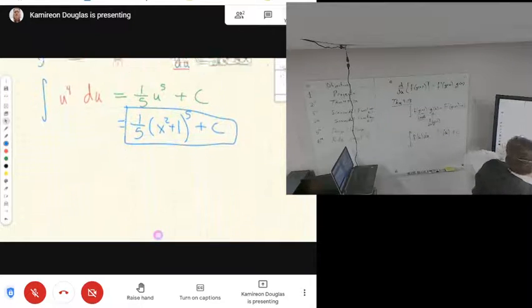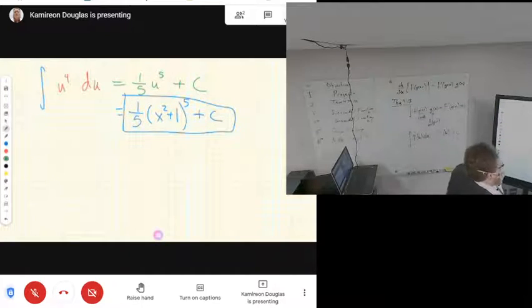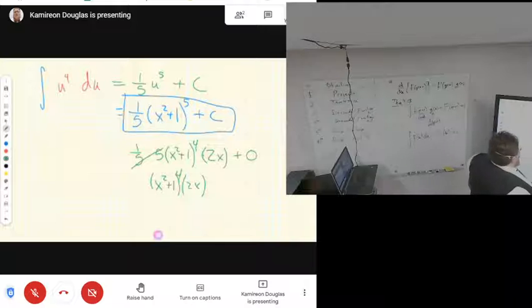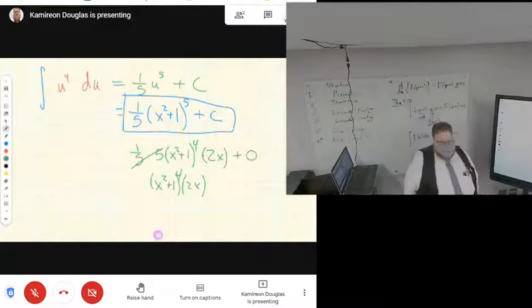So I take the derivative of this function. To do so, I'm going to have to use the chain rule. So I take this, I multiply by the power, so I do 1/5 times the power, subtract 1 from the power, times the derivative of the inside. The derivative of the inside would be just 2x. The derivative of c would be 0. The 1/5 and the 5 cancel. Then we just have x squared plus 1 to the 4th power times 2x. And the 0 goes away. They match. This must be right.